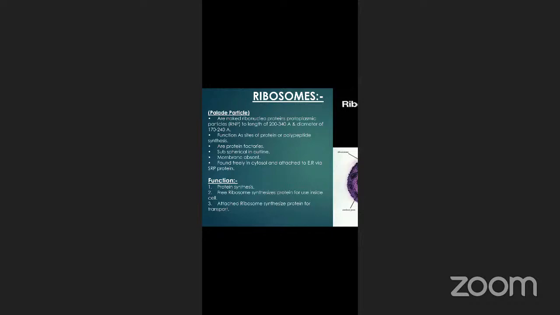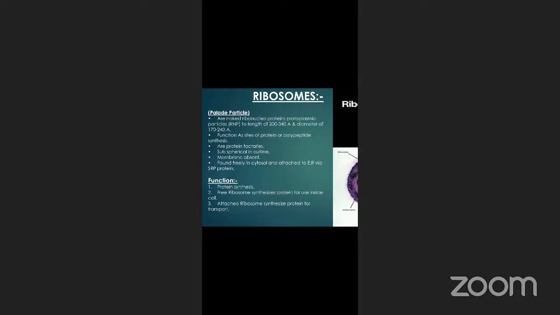If they are attached to the endoplasmic reticulum, the endoplasmic reticulum is called rough endoplasmic reticulum. The attachment is through a protein which is called SRP protein. So the main function of these ribosomes is protein synthesis. So here you have two types of ribosomes, right? Free ribosomes which are freely present in the cytosol, or those which are attached to the endoplasmic reticulum.